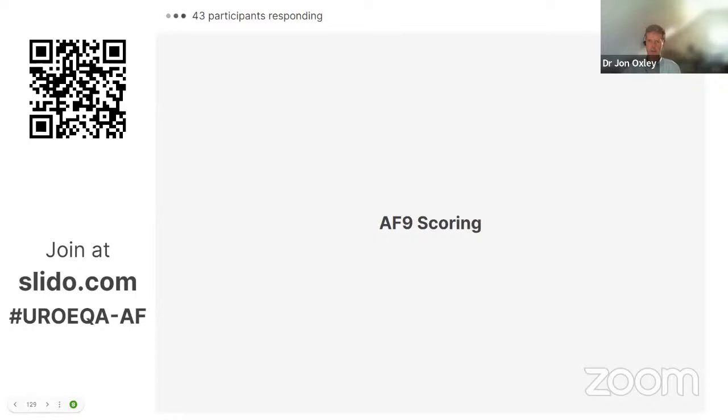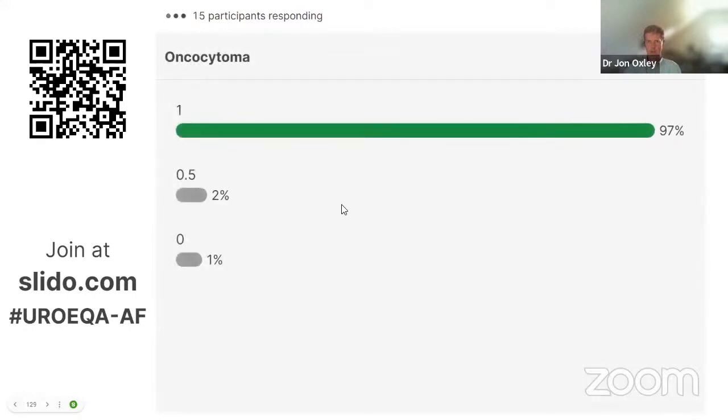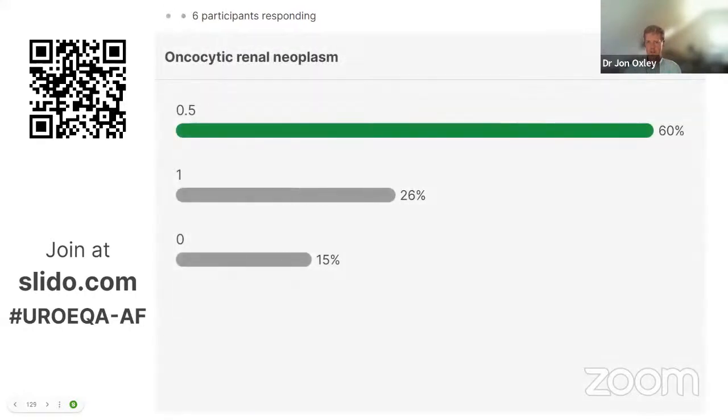We're going to go a little bit quicker. I'm only going to wait to 100. Are you ready, Nick? Oncocytoma is 1. Oncocytic renal neoplasm, half marks.